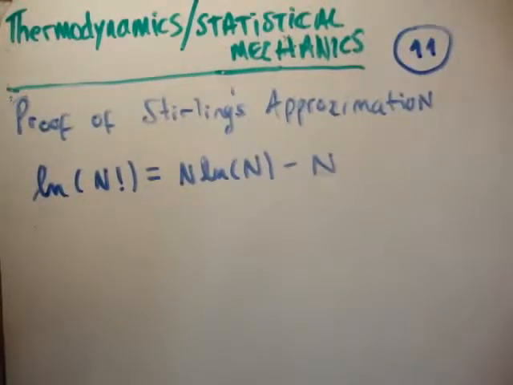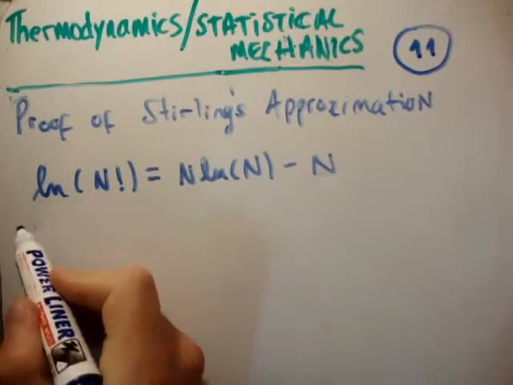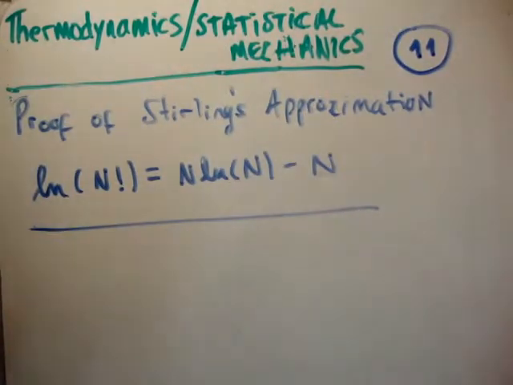Okay, in this video I'm going to continue on with my tutorial series on thermodynamics and statistical mechanics. I'm on video number 11 and this one is, we'll say, independent, however it's very important for some later proofs, and this is the proof of Stirling's theorem or Stirling's approximation, which says the natural logarithm of an argument is equal to the argument multiplied by the natural log of it minus the argument again.